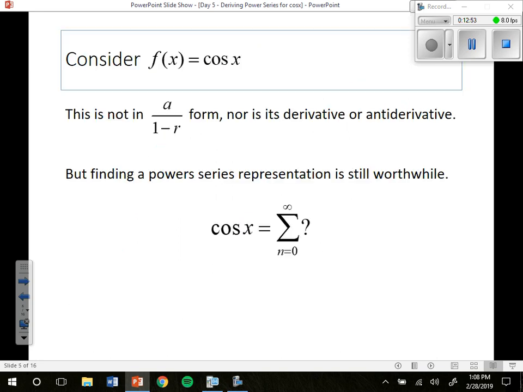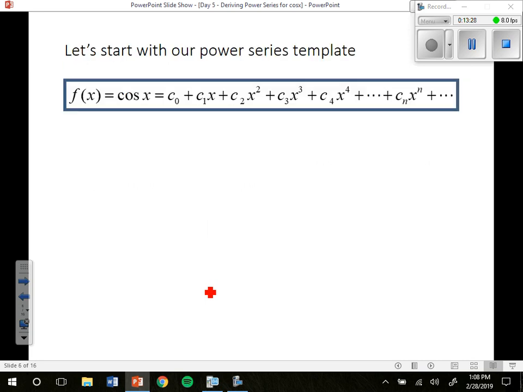That makes me excited. But we need a power series for cosine x. That's what we're looking for. You don't have to write any of this down. You never have to do this again, but I want to show you where it comes from. Does cosine x look like a over 1 minus r? No. Neither does its derivative or antiderivative, or its inverse function, or the derivative of its inverse function. This has nothing to do with a over 1 minus r. But we want to find a power series because polynomials are really easy to work with and other stuff isn't.